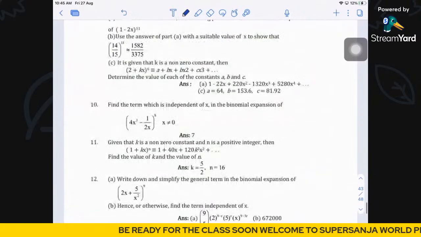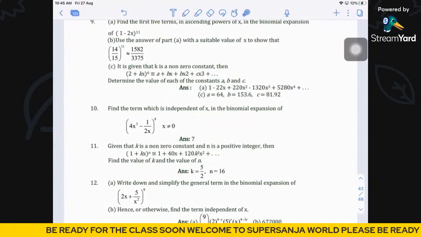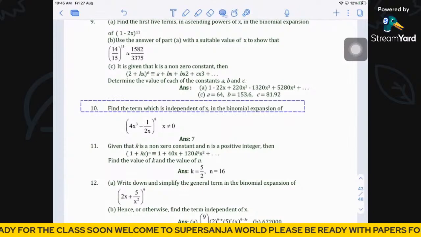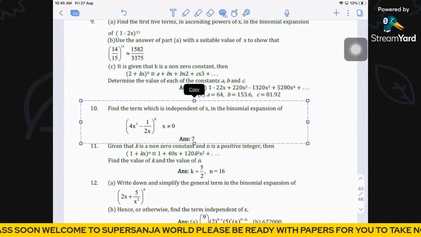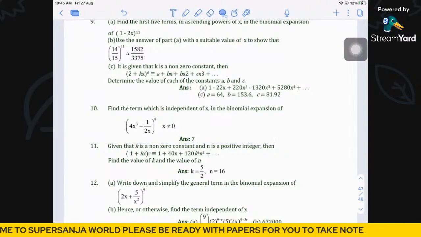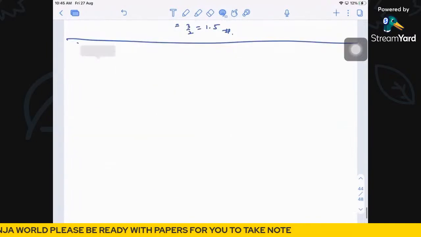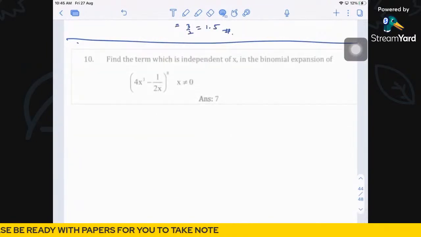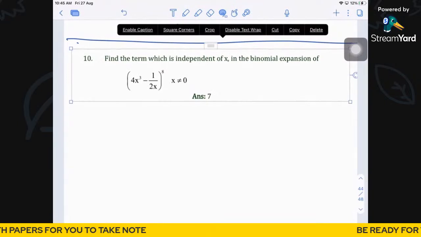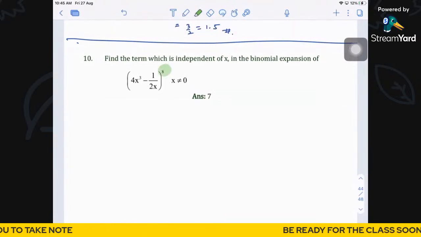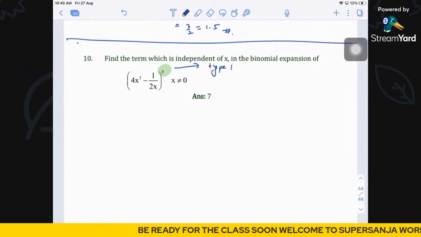Okay, let's see another one more over here. We look at this type of question here. They ask which term is independent of x. And you look over here, you know that this is power of 8. Power of 8 is type 1, yes or not? Type 1, so we definitely have to use nCr.